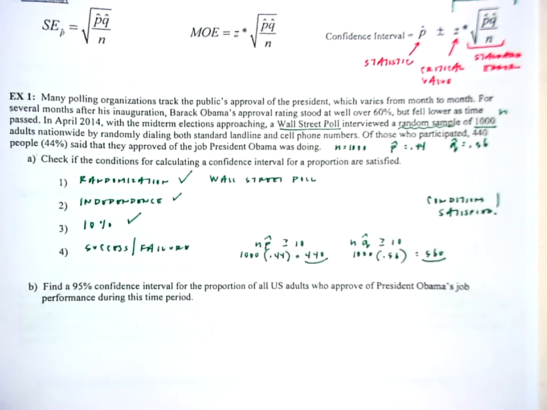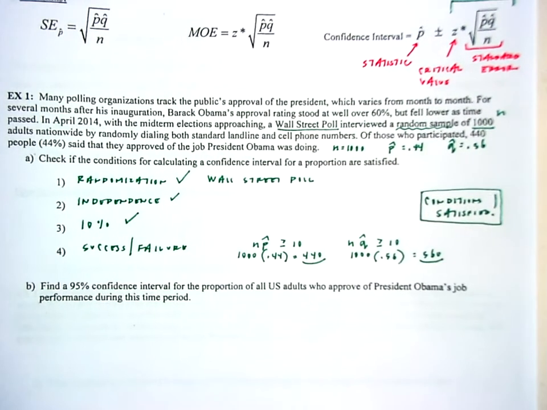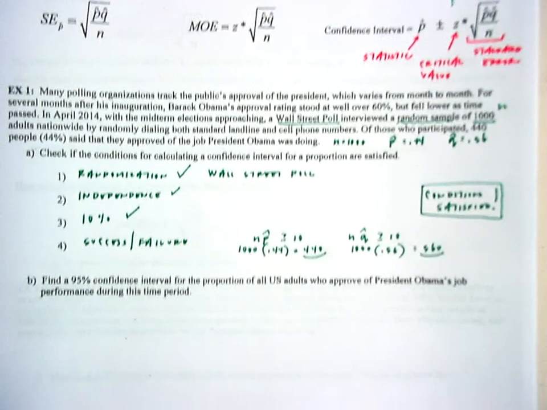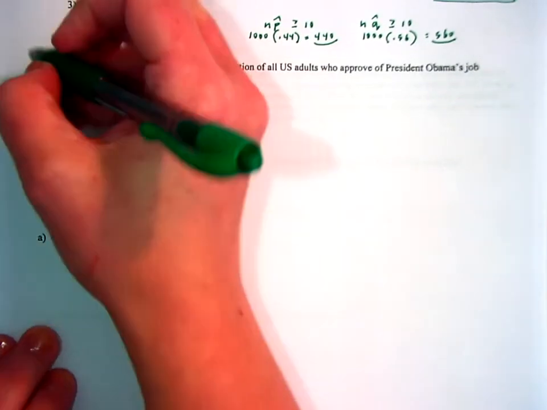Okay, so then I move on to the next step. So find a 95% confidence interval for the proportion of all U.S. adults who approve of President Obama's job performance during this time period. So I'm going to need to first find my critical value. Find that z star, z asterisk, critical value.